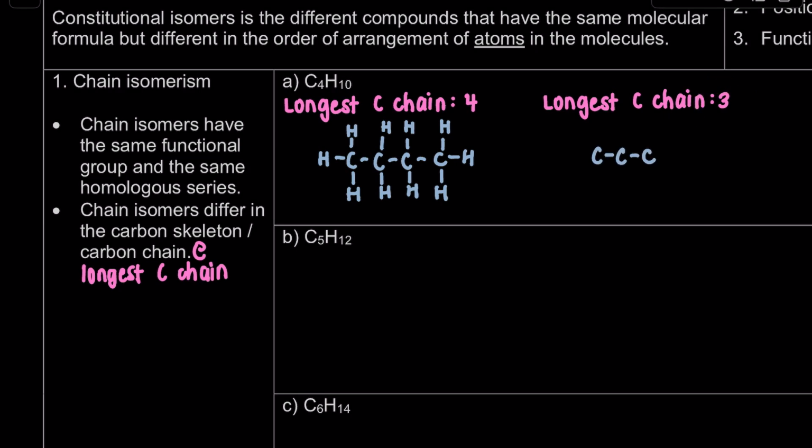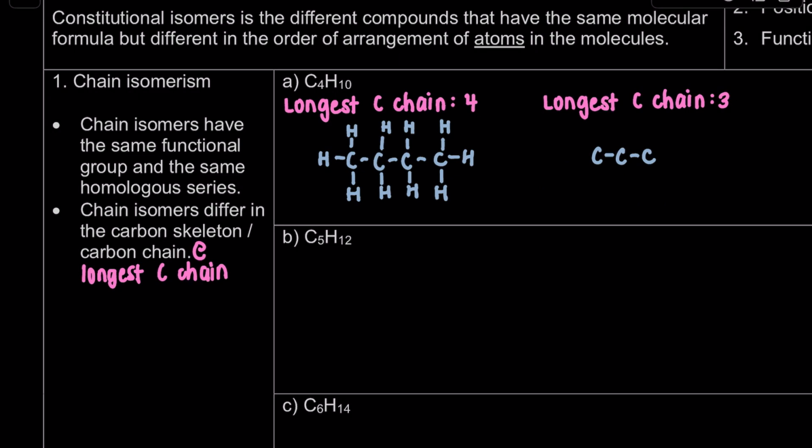Okay, but then we have 5 carbons. Where do we put another one? If I put it here, carbon here, nanti the longest carbon chain is 4. So cannot lah, this one is not accepted. Okay, if we put it here, pun sama juga, we cannot put it here because later on, the longest carbon chain kita 1, 2, 3, 4. So where do you put the carbon?